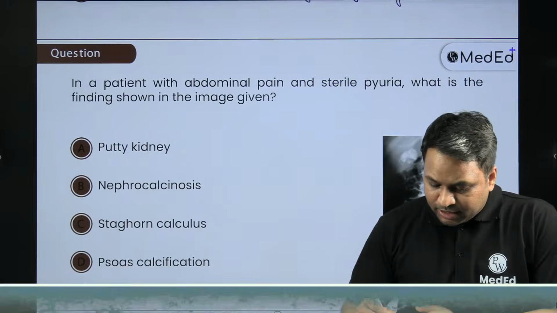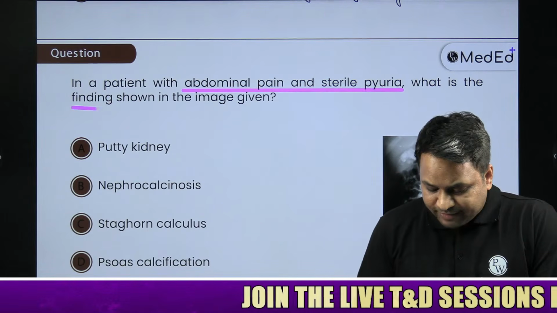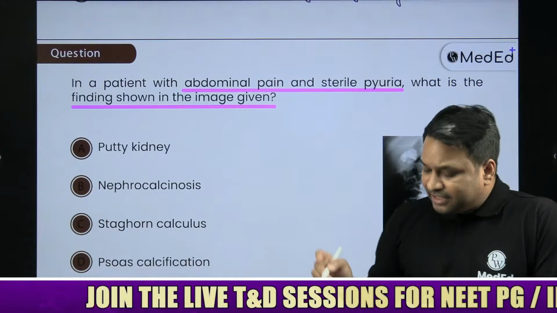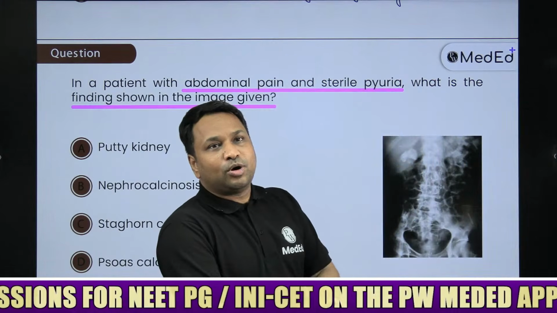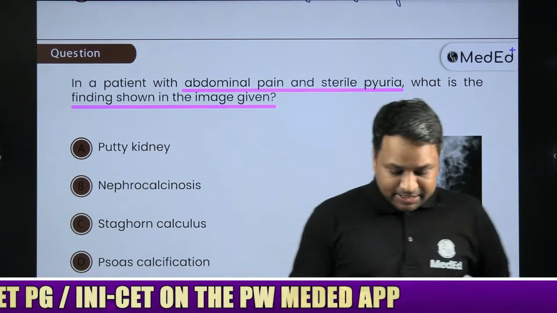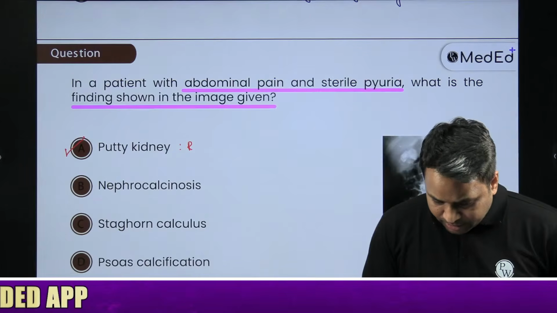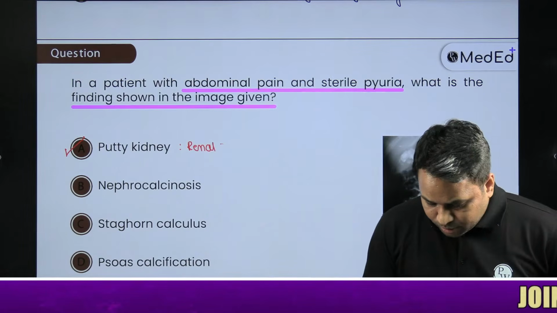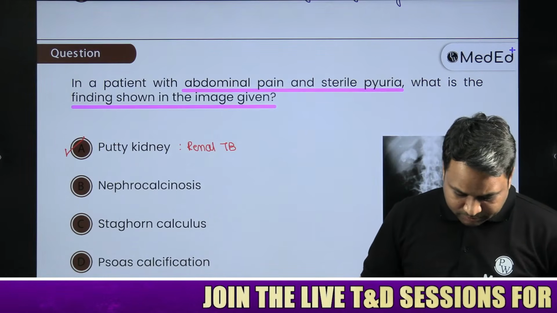Okay, a patient with abdominal pain, sterile pyuria. What is the finding that you can see here? Now you can see the completely mushed out and calcified kidney, and this is what we call the putty kidney seen in renal tuberculosis. This is seen in your renal tuberculosis, right?